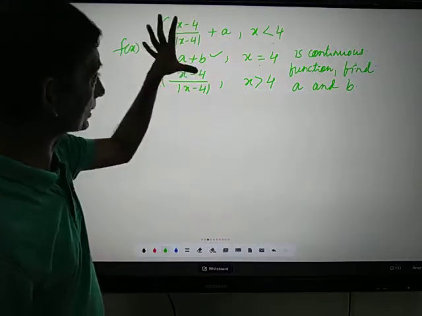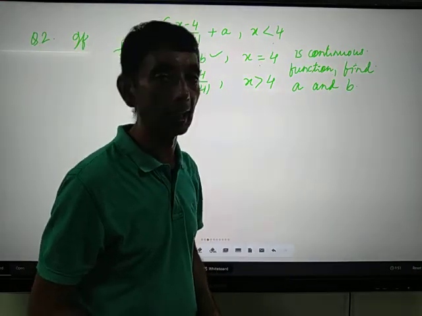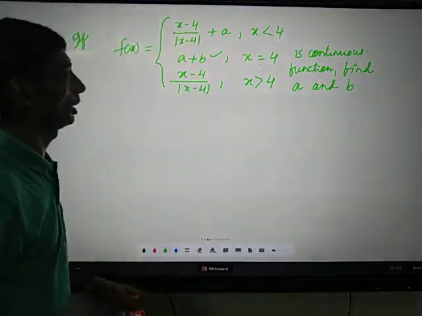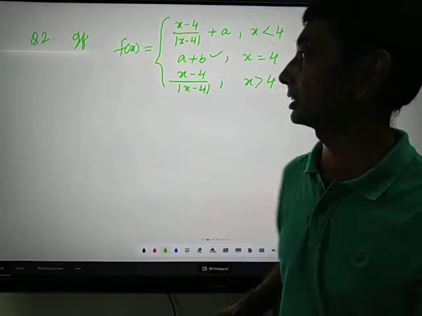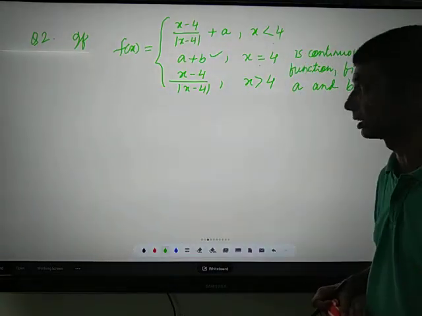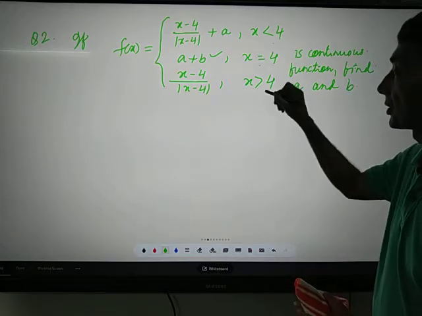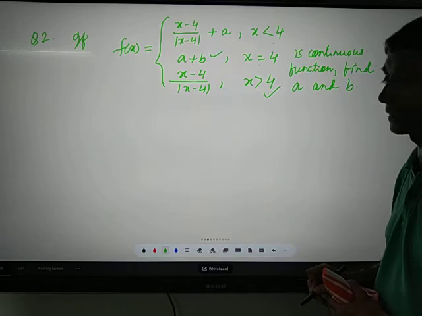It's given that it is a continuous function, alright, then find the value of a and b. So what will be the simple steps? Since this function is given to be a continuous function, it's continuous everywhere. So therefore, we can definitely say that the function is continuous at x equal to 4.